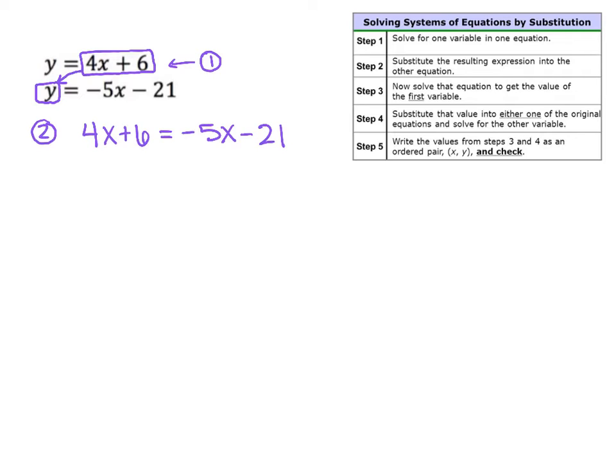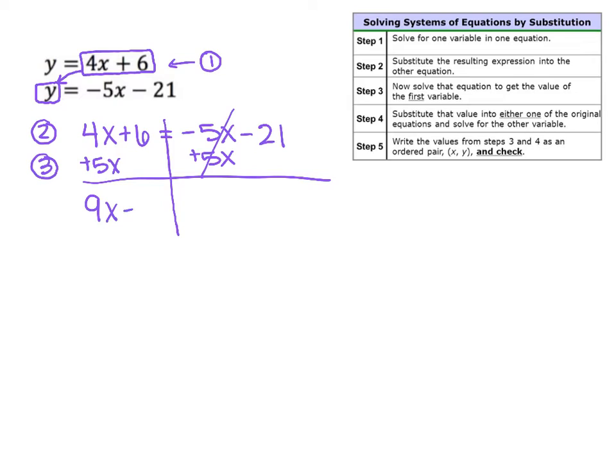Step 3 says now solve that equation. The rest of this is stuff that you've done before. It's not anything new. I just want to get x by itself. To do that, I'm going to move the x's to the same side. Negative 5x is the smaller one, so I'm choosing to move that one, but I could go either way. And I have 9x plus 6 equals negative 21.